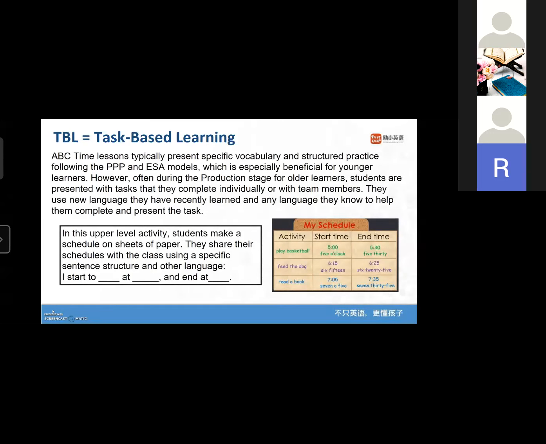They use new language they have recently learned and any language they know to help them complete and present the task. Here's an example in a Level 9 lesson wherein students are asked to complete the task of creating a personal schedule. However, the teacher introduces a target sentence: I start to do such and such at such and such time and end at such and such. When presenting their schedules, students are expected to use the target sentence.